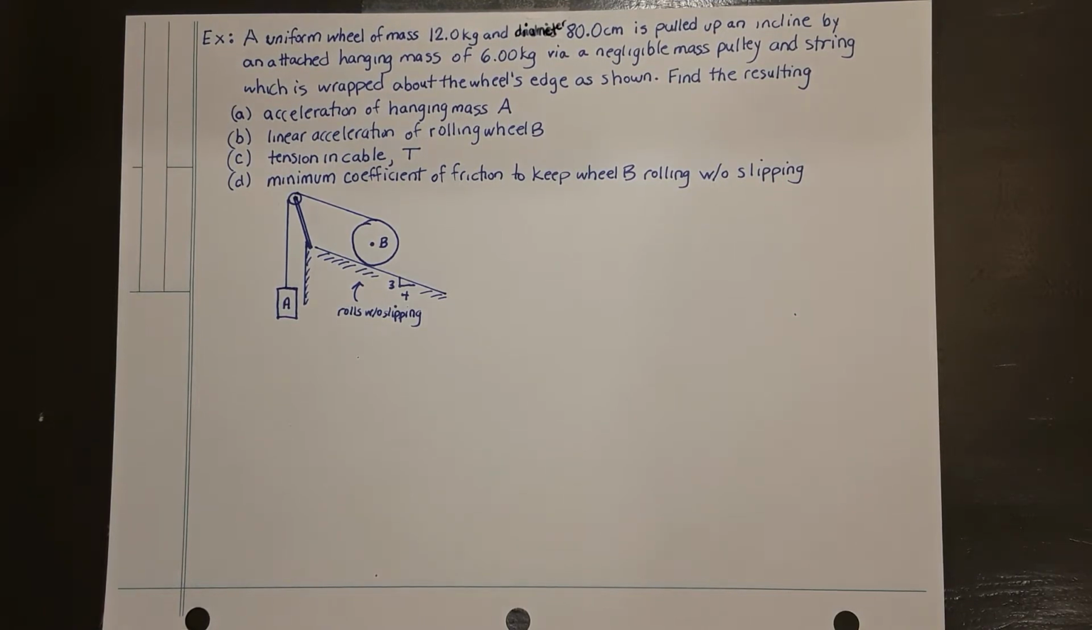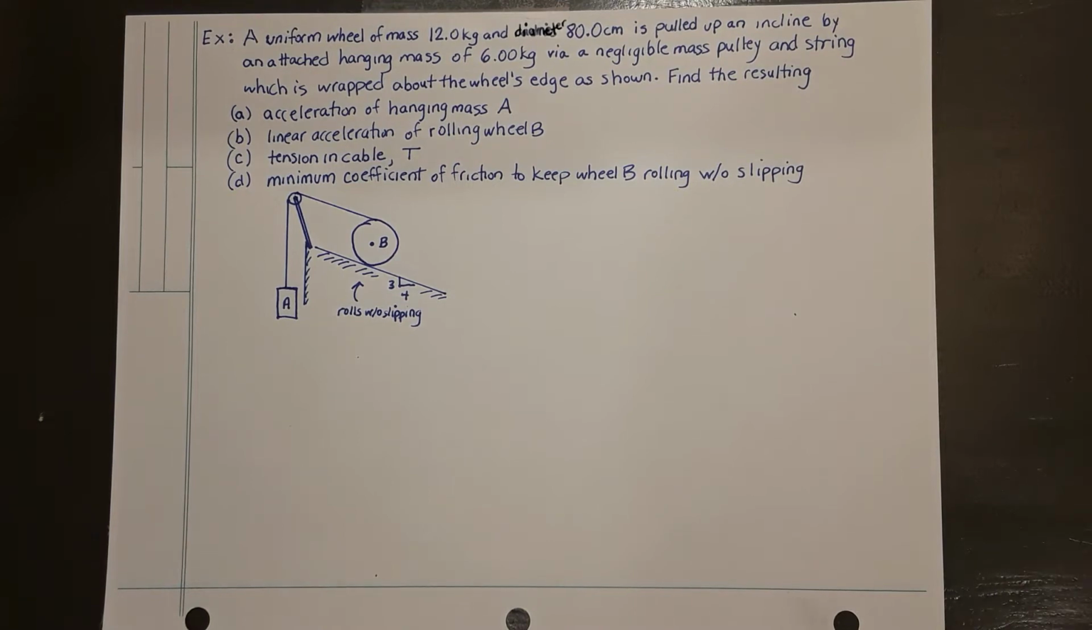And that minimum coefficient of friction is going to be static friction because as the wheel rolls, the point of contact is at rest. The first step in any physical problem is to draw a diagram. The diagram has been given to us.